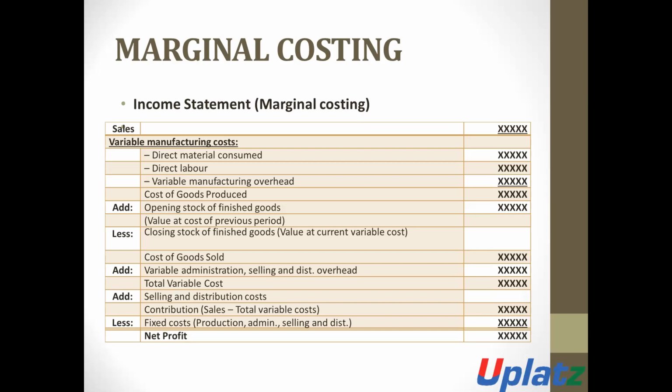Then we will add all the variable administrative, selling and distribution overhead. Then we will calculate the amount of contribution. Contribution is equal to sales minus the total variable cost. Then from the amount of contribution we will deduct all the fixed cost. After deducting the fixed cost, we will find the amount of net profit. The amount of net profit as per marginal costing will be calculated on the basis of such a statement.